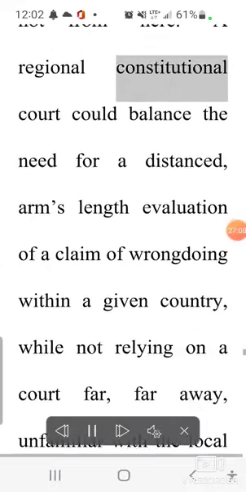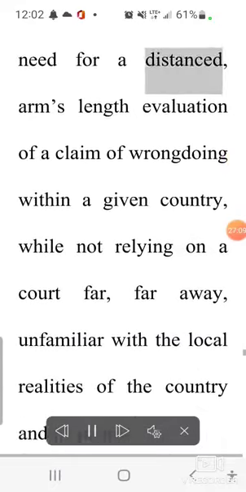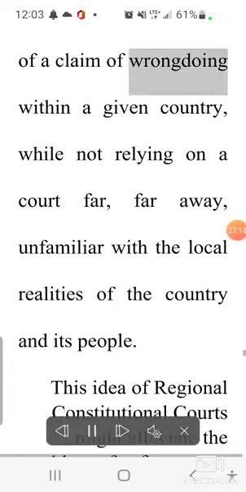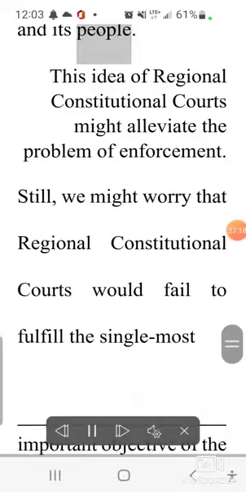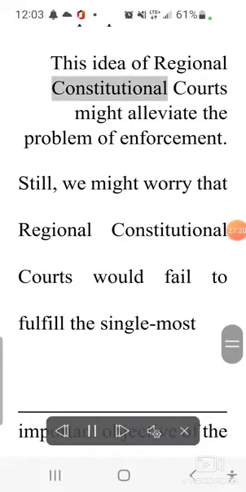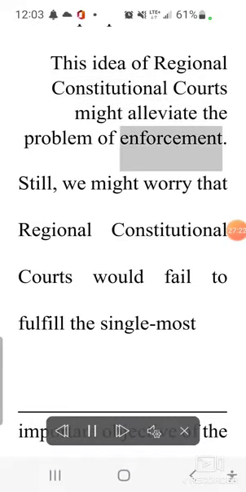A regional constitutional court could balance the need for a distanced, arm's-length evaluation of a claim of wrongdoing within a given country, while not relying on a court far, far away, unfamiliar with the local realities of the country and its people. This idea of regional constitutional courts might alleviate the problem of enforcement.